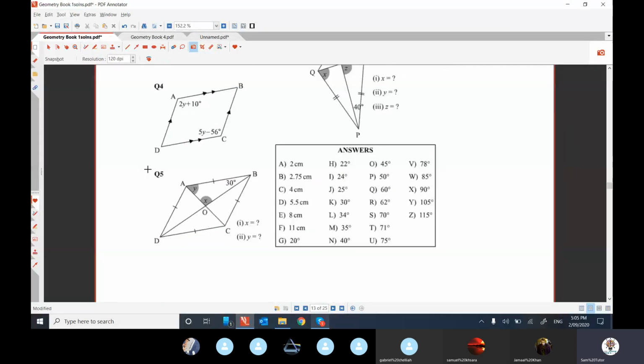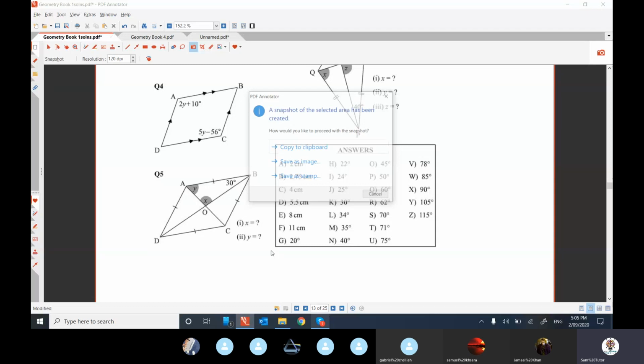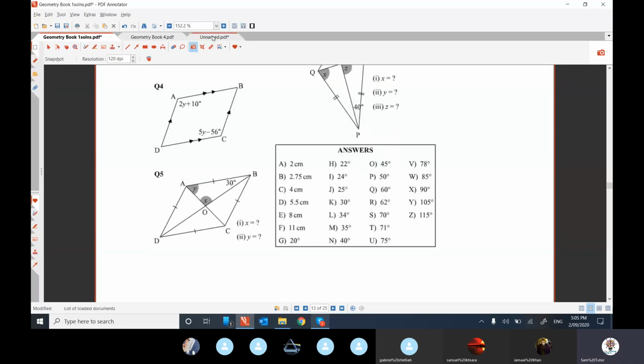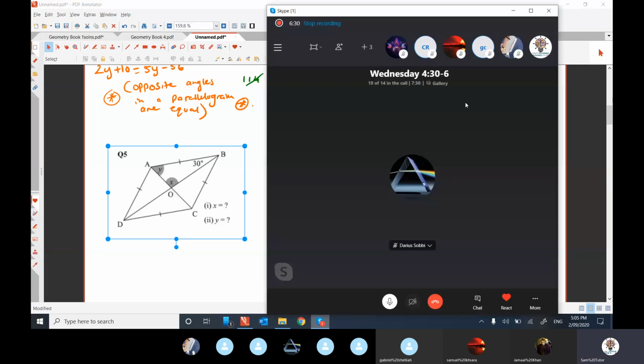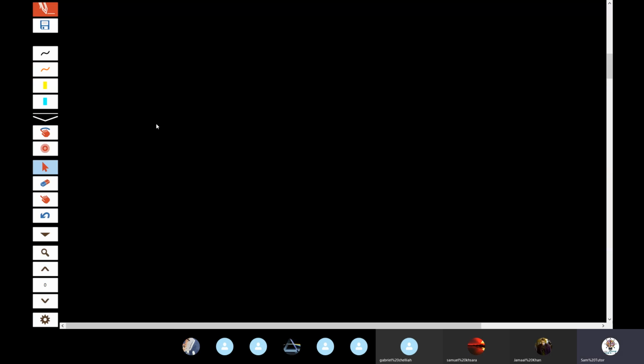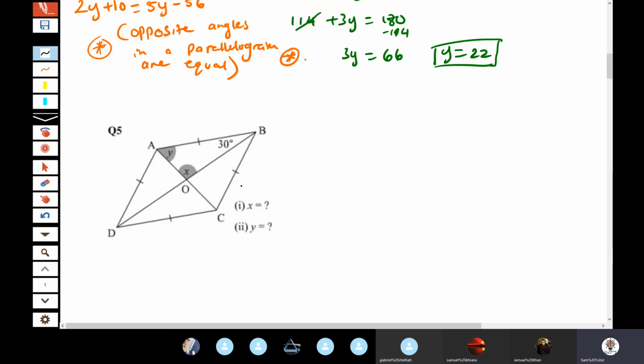Question 5. Let's see. Let's go for Samuel. Question 5. Take your time. Have a look at it first. We want to find x and y. You've got all these. This is a rhombus, obviously, at the moment as well, just so you know. All right. What are you thinking?